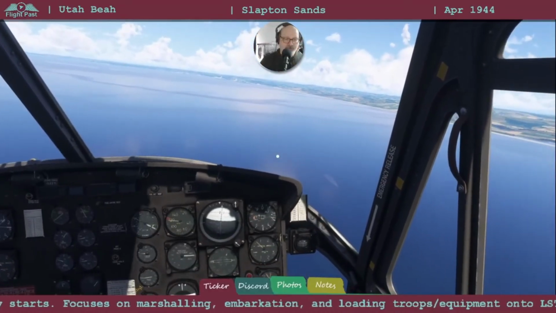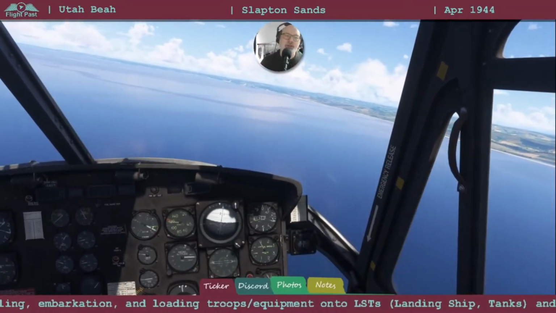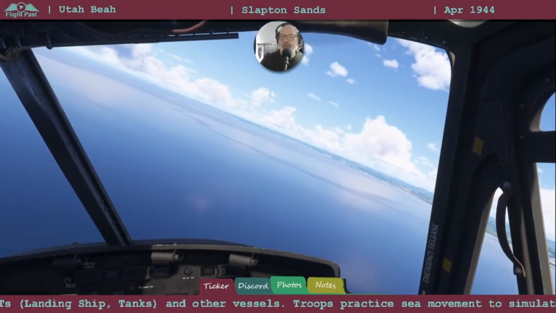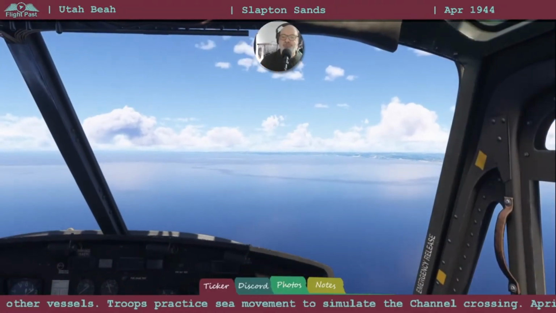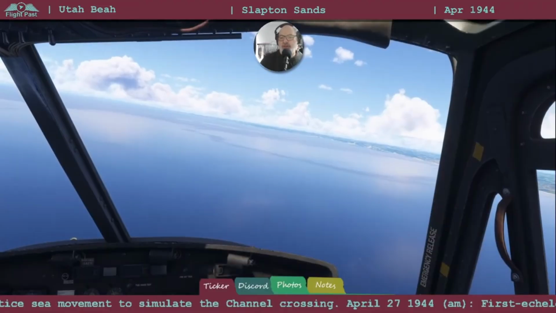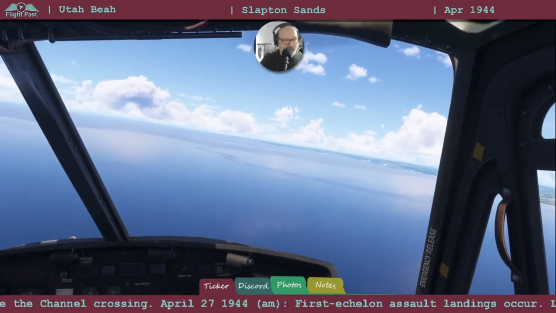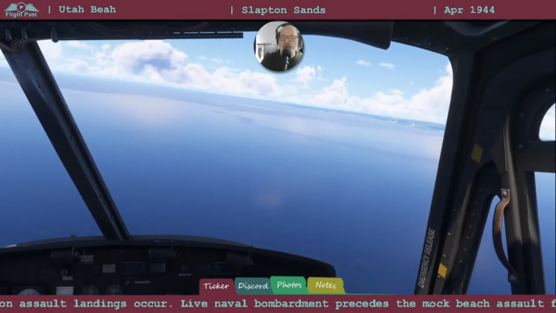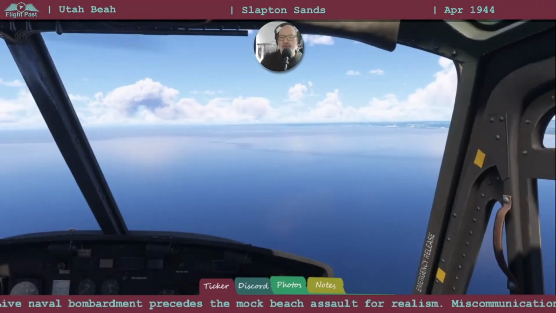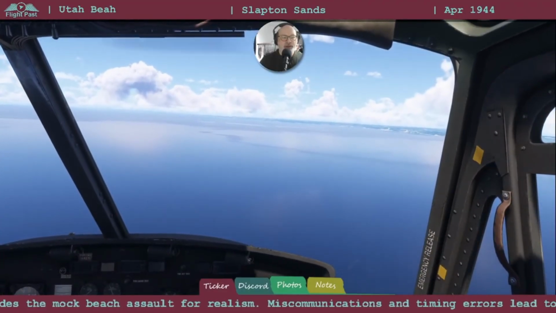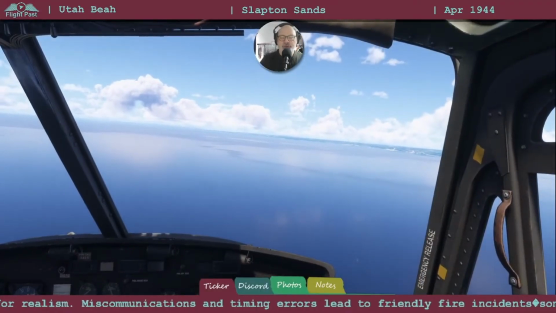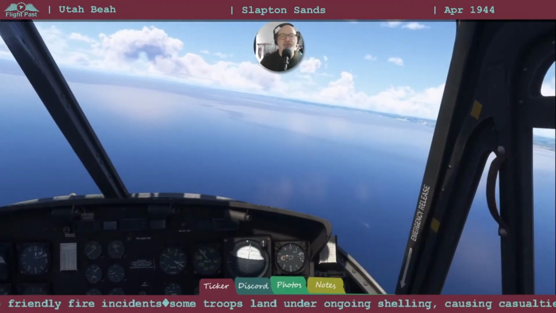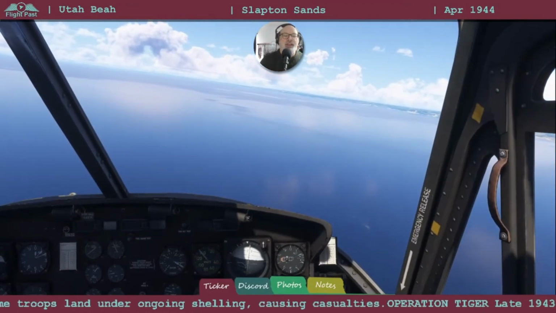And around about 3,000 local residents are evacuated from the area. Exercise Tiger, I mean, it's a very long series of exercises. Basically, it starts in December 1943, and it was initially some exercises in order to practice embarkations and naval movements and get an idea of the scale of the operation.